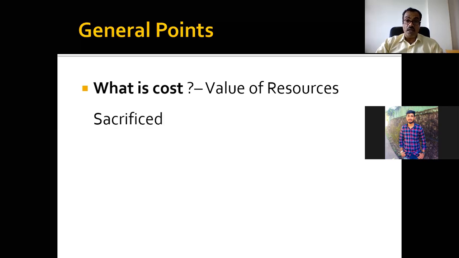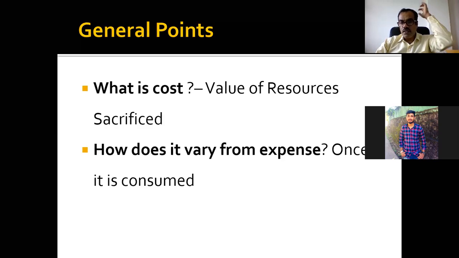So, financial value. There could be some other values, but when it comes to calculation and quantification, we do not take other values, social values, embedded values. We take only financial values. Then the financial value of resources sacrificed is the cost. How does it vary from expenses?